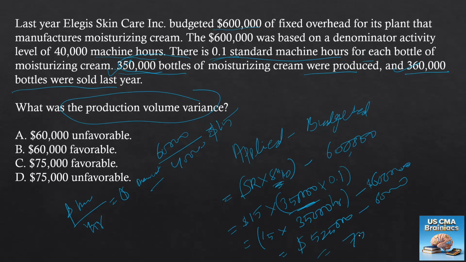What's the difference? 25,000, I think. Yes, 75,000. So is it favorable or unfavorable? This one will be budgeted and unfavorable. Unfavorable, because we applied less than expected. So it's a burden to us. So we are unhappy. When we are unhappy, that's why it's unfavorable. Clear? Clear.